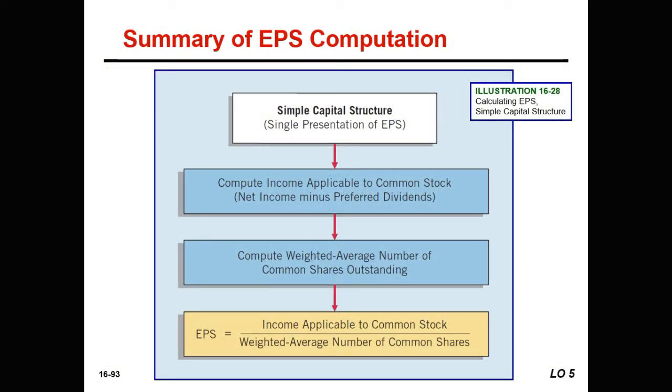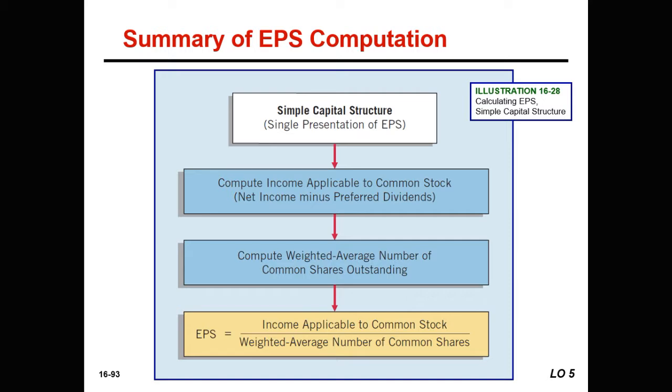So a quick summary of EPS computation. We have our simple capital structure and how to compute the income applicable to the common stockholders. Net income minus preferred dividends, and then we divide that by the weighted average number of shares outstanding. We've illustrated how to calculate that based upon several potential situations. The simple capital structure is, of course, the one that we prefer if we're having to do calculations.